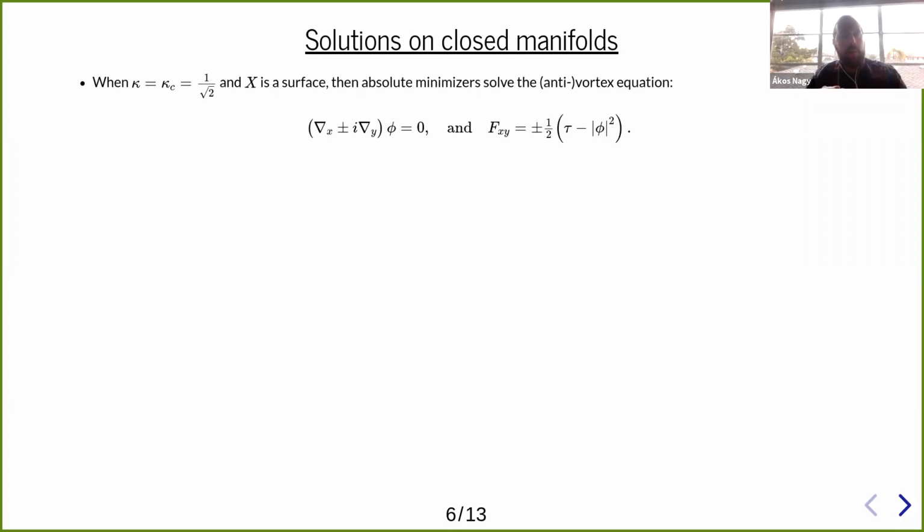But before I tell you what I found, I want to tell you what has been known about solutions on closed manifolds. A lot is known about solutions on Euclidean spaces or compact domains with certain types of boundaries. That's not what I'm thinking right now. I'm thinking about closed manifolds, so compact and without boundary. Well, one of the nicest, geometrically speaking, situations is when you have a surface and you have the critical coupling 1/√2 for kappa. Then it turns out that you can do a so-called Bogomolny trick on the energy and see that absolute minimizers actually satisfy a first order equation as opposed to the second order Ginzburg-Landau. They of course solve the second order Ginzburg-Landau equations too, but it can be reduced to a first order one.